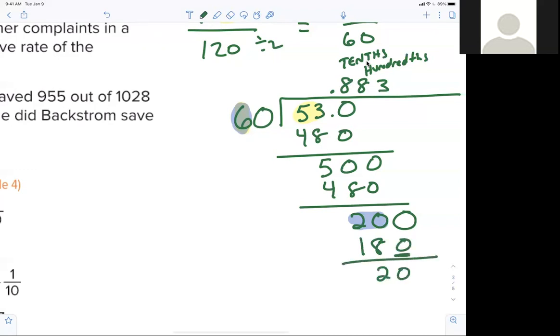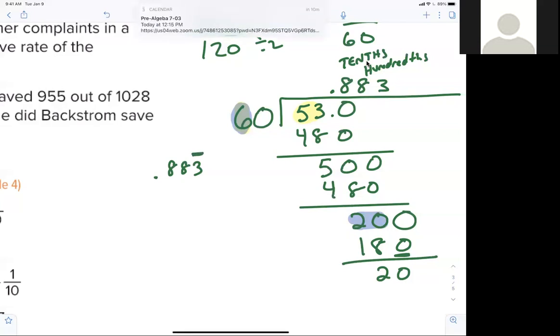Now it's just going to repeat because I get the same number. So yes, it'd be 0.883, and the bar goes only over the what? Only over the 3. All right, only over the 3.